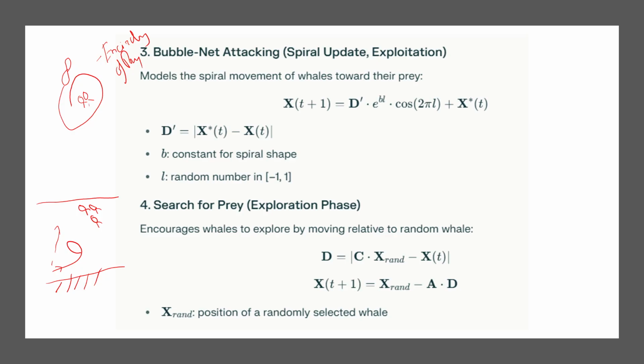They move like this, correct? Then again 9, then again 9, and so on. And when they are moving, they generate air bubbles, which create a wall around the prey and make the prey confused and motionless.